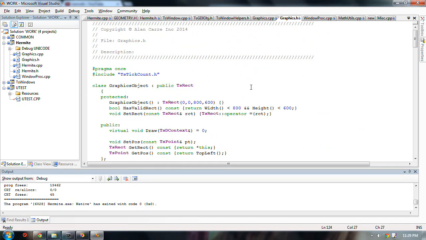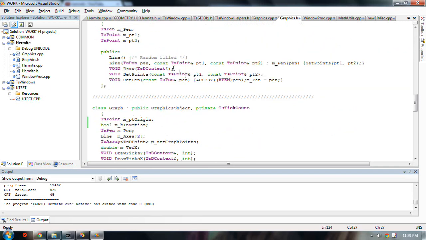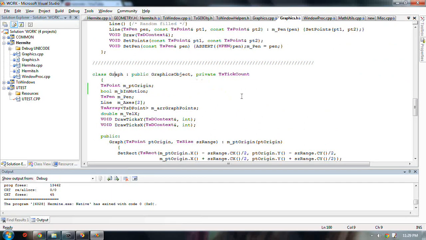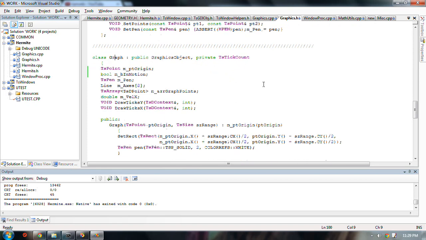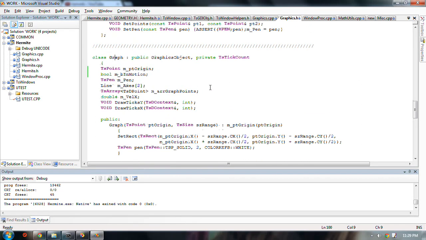I added to my graphics objects another object called a graph, a graphics object, which draws a graph, given some points. Now, as far as scales and so on, I'm just going to work with pixels. It's easy enough, easy to understand. Now, obviously, it has two lines in it. Now, it can have an array.